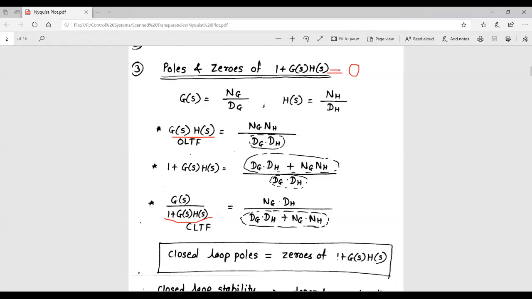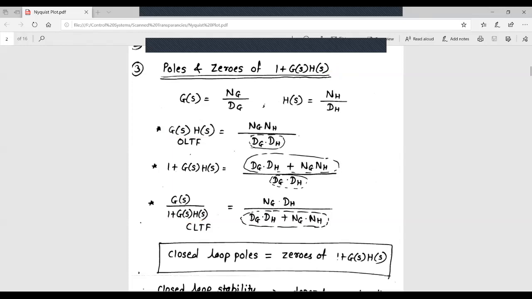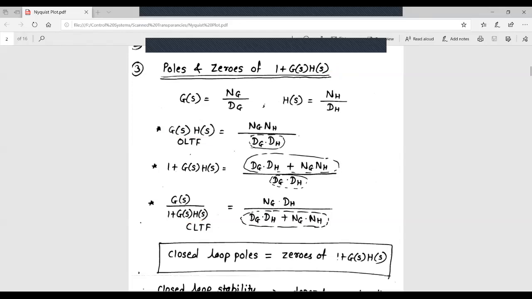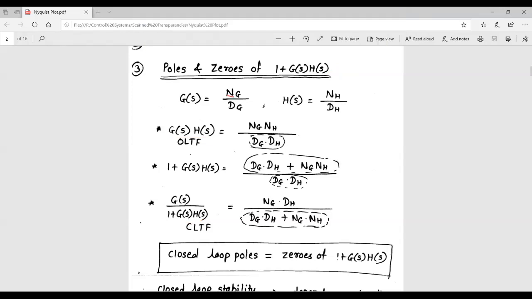Now, in this concept, what we are doing is finding out the relationship between closed loop poles and other parameters. What are the other parameters? If you look at the notes, the very first thing we have assumed is that G of S is of the format numerator upon denominator. N stands for numerator, D stands for denominator, and the suffix G stands for the function we are talking about, G of S. So NG is the numerator of G of S, DG is the denominator of G of S.